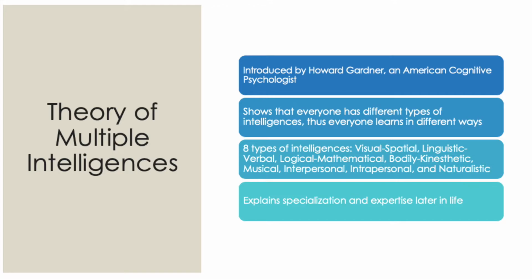The theory of multiple intelligences was introduced by the American cognitive psychologist Howard Gardner. It shows that everyone has different types of intelligences, and thus everyone learns in different ways. There are 8 main intelligences that include visual-spatial, verbal-linguistic, logical-mathematical, bodily-kinesthetic, musical, interpersonal, intrapersonal, and naturalistic. This explains how specialization occurs later in life, leading to expertise.